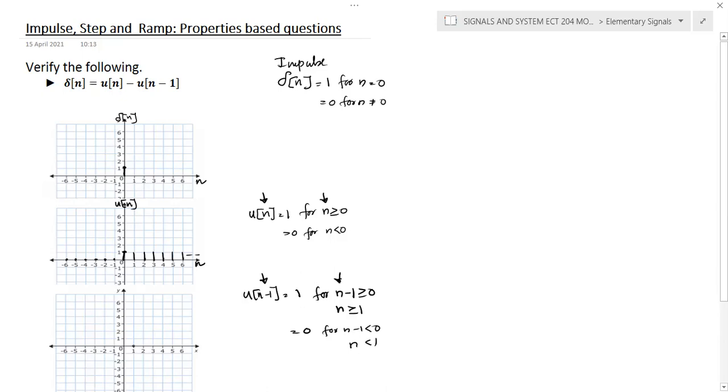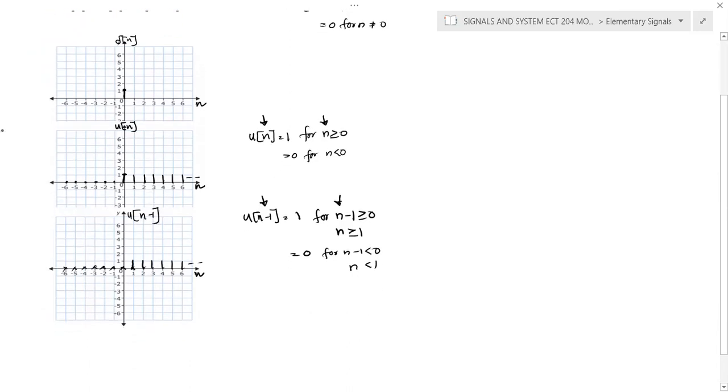So here is a point n, and this is a value n is equal to 1, and for n greater than or equal to 1, the function magnitude is 1. So from 1 onwards, 1, 2, 3, 4, 5, 6, etc., is having magnitude equal to 1. And for n less than 1 means 0, minus 1, minus 2, minus 3, minus 4, etc., the function magnitude is 0. So this is your u of n minus 1, that is a shifted step signal. And now we need to subtract u of n minus 1 from u of n.